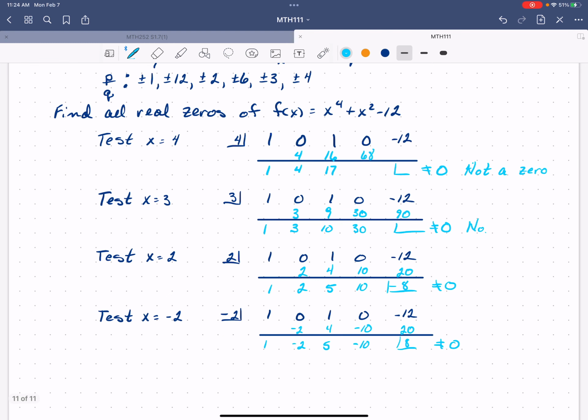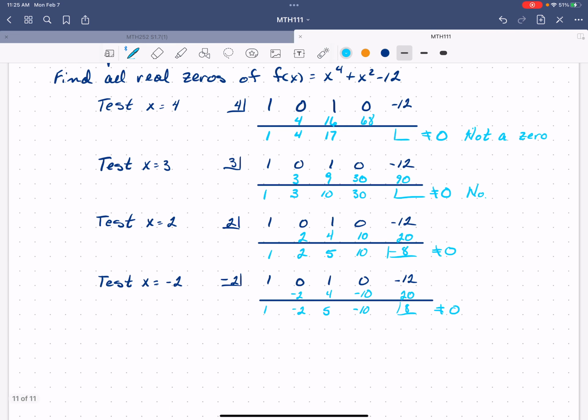I could keep trying. I could try 1, but I don't think that's going to work either, just based on what I'm seeing here. So I've tried the 3, and that didn't work. And I can kind of look through here and see what a negative 3 would look like, and that's not going to work. And 4 and negative 4 didn't work. And 2 and negative 2 didn't work. 6 probably isn't going to work either. So let's just take a look at my polynomial.